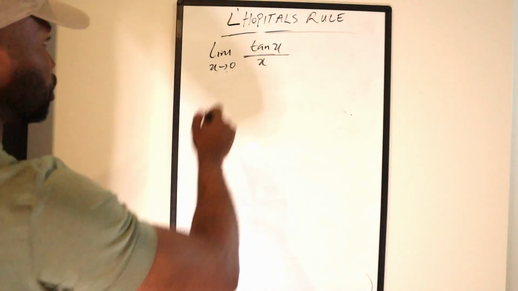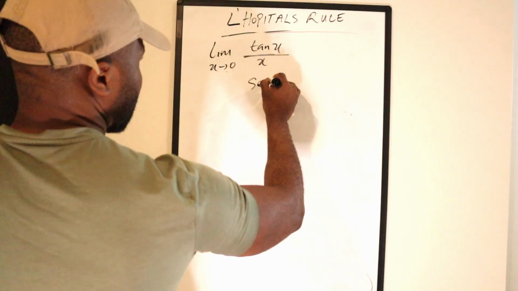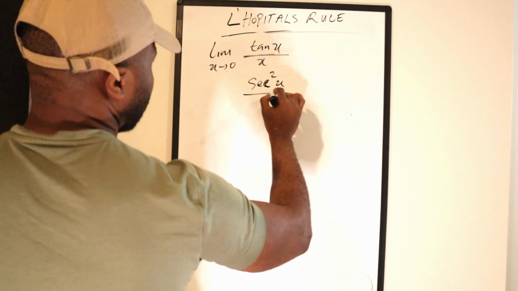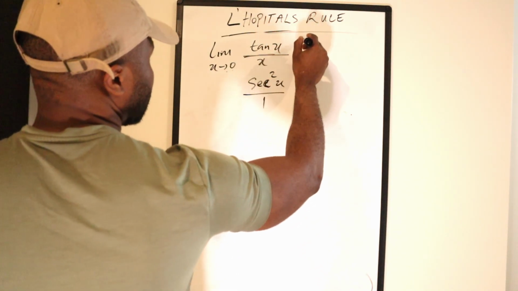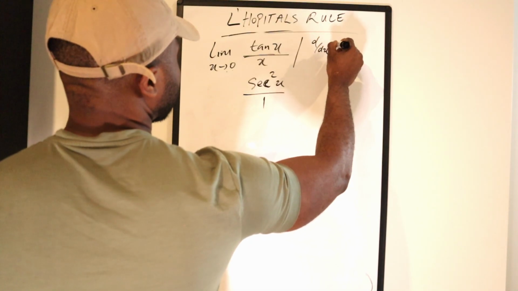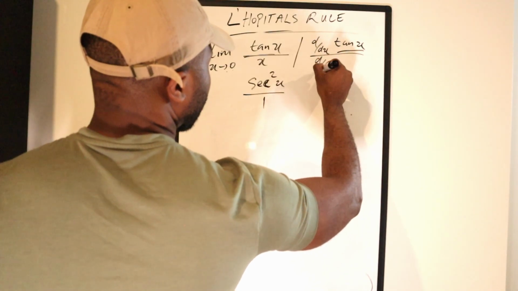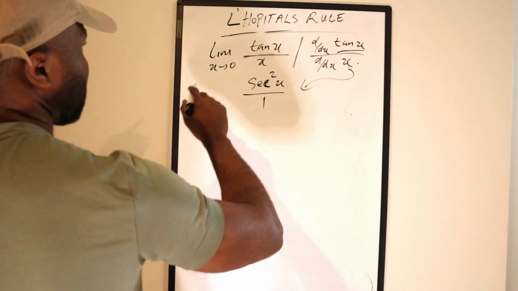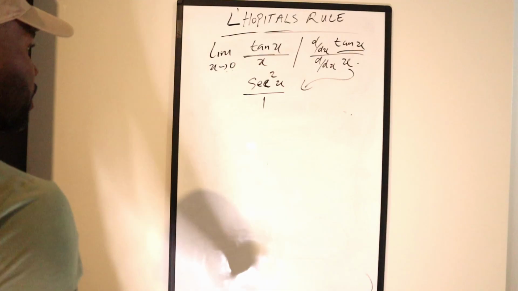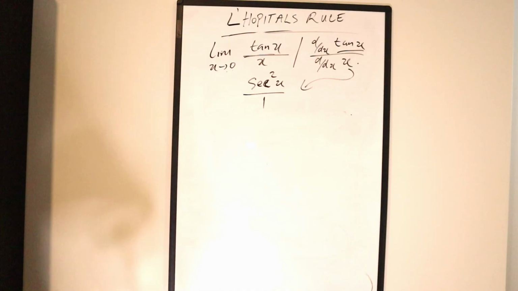Okay, so we differentiate tan x. The derivative of tan x is sec squared x divided by 1. So what we did here, we differentiated d over dx tan x over d over dx x. That's what we did here, and we got this. Now we have to plug in x equals to 0, but first, looking at this, we have to simplify this equation in order to make it easier for us to work with.